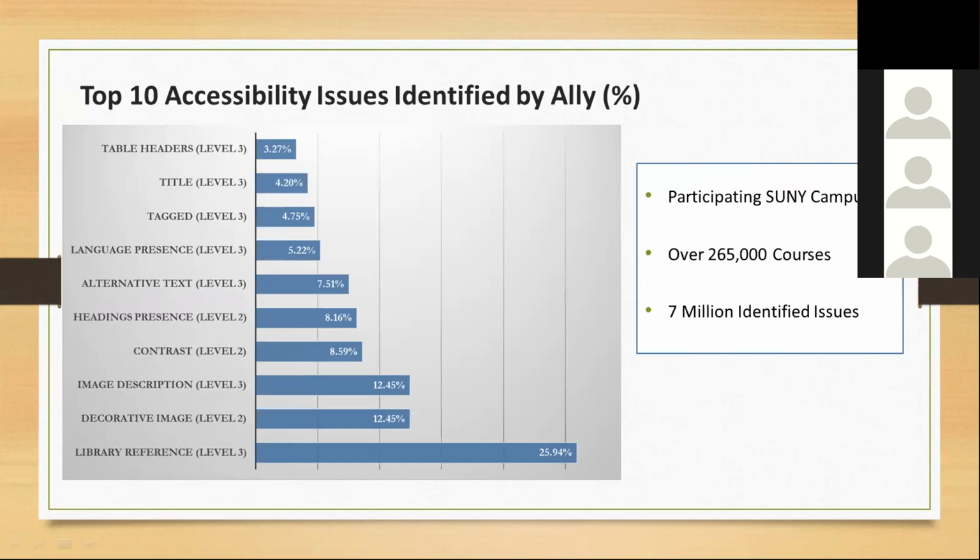The other top issues, as we can see on the screen, are identified as a level 2 or 3, and are mostly decorative images and descriptions, followed by color contrast. None of the issues are identified as level 1, which could be a severe issue, so that's good. We'll discuss these issues in more detail later in the presentation. Let's now turn to my institution, UAlbany, where I'll discuss our Ally implementation plan.